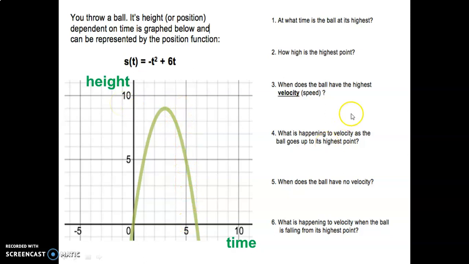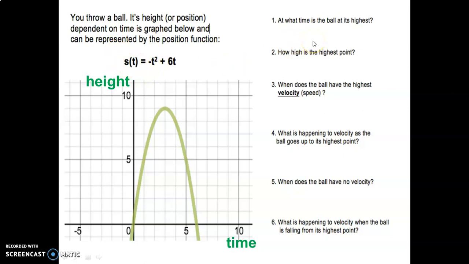Okay, let's answer some questions. Oh, by the way, the function is given here. It's a quadratic, we can see, which matches this graph. And often the position function, the function that tells us where an object is, is written as s of t, t being time.